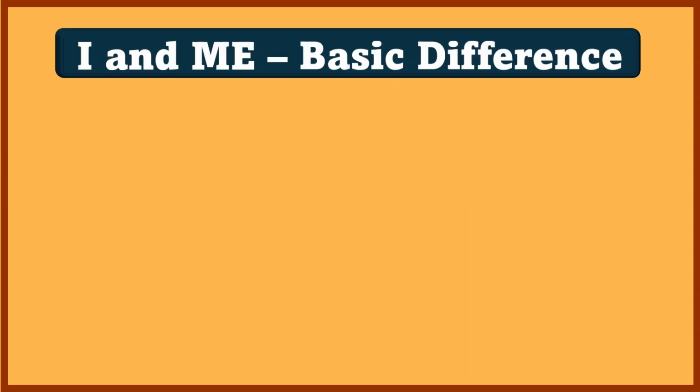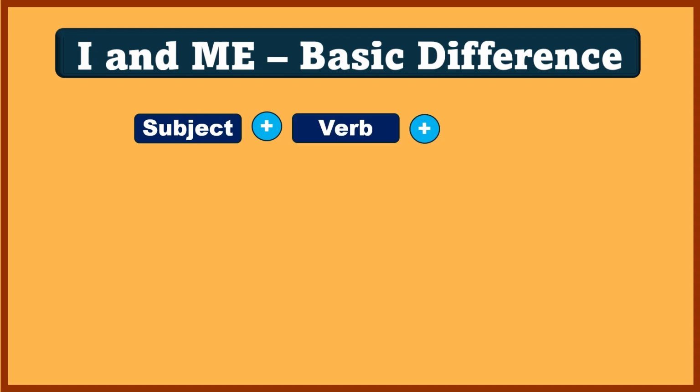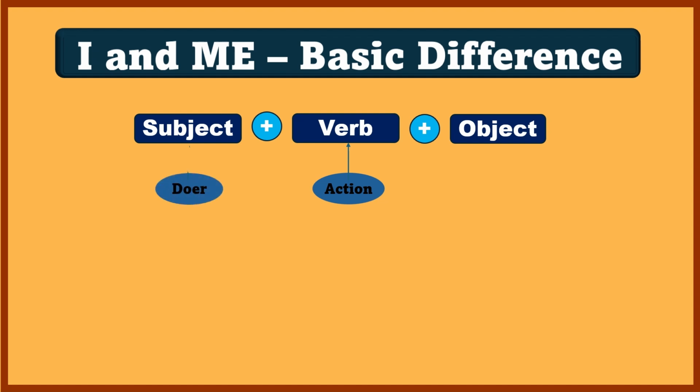A typical English sentence contains a subject, a verb, and an object. Verb shows an action or a state of being. The subject of a sentence is the doer, the person or thing doing the action. The object receives the action, the person or thing receiving the action.